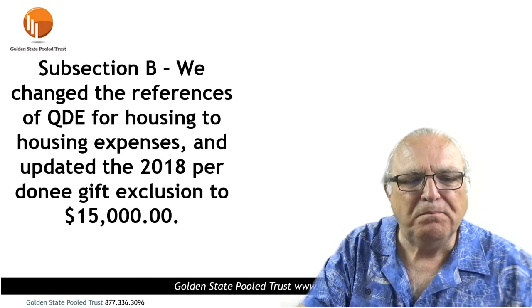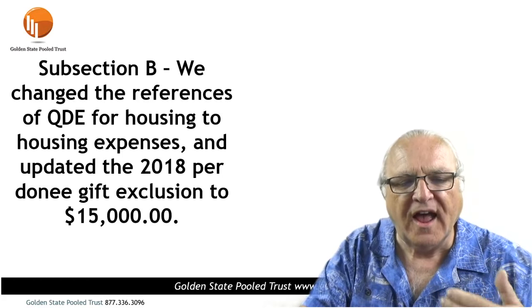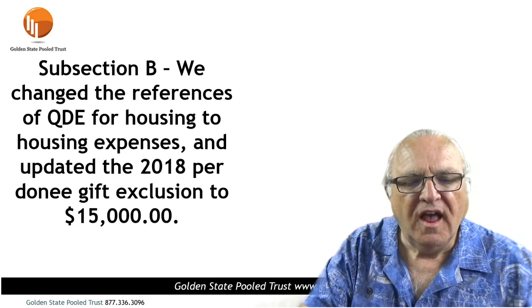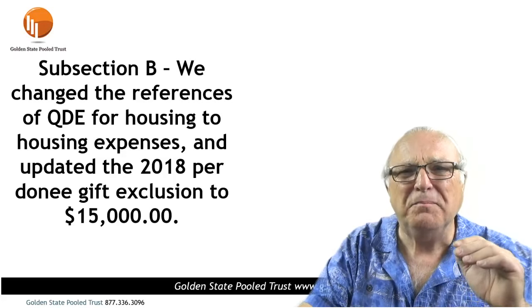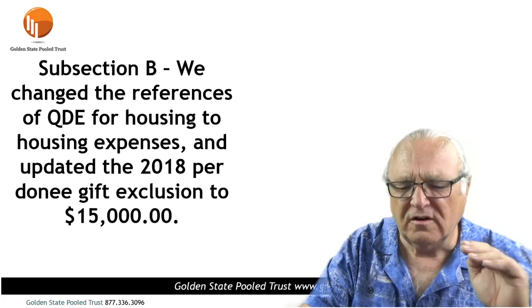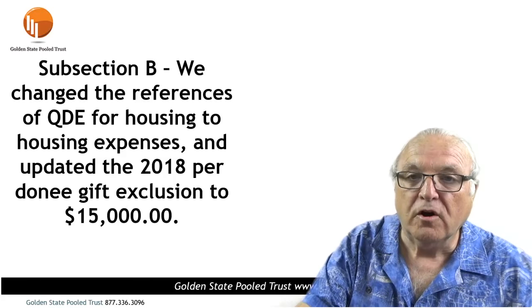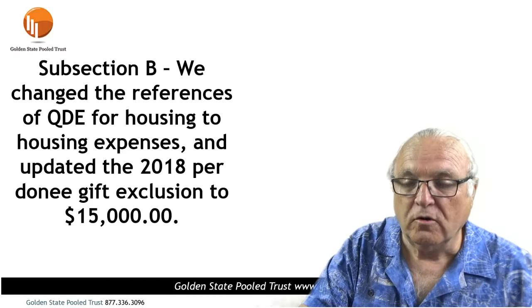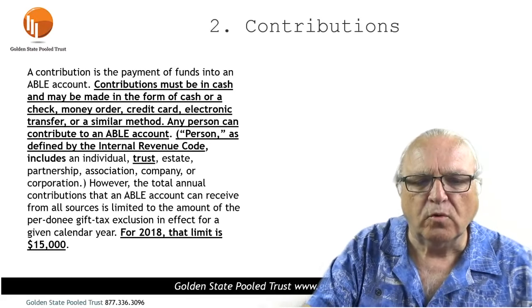In Section B, they changed the references for qualified disability expenses for housing, and also updated the gift exclusion to $15,000. This is going to be really important. I know not only for the beneficiaries of the Golden State Pooled Trust, but also for many folks that we work with, this is huge. And we'll have some examples towards the end.